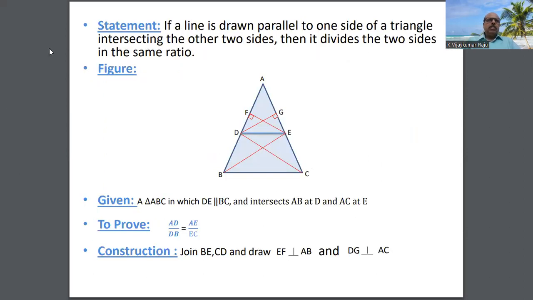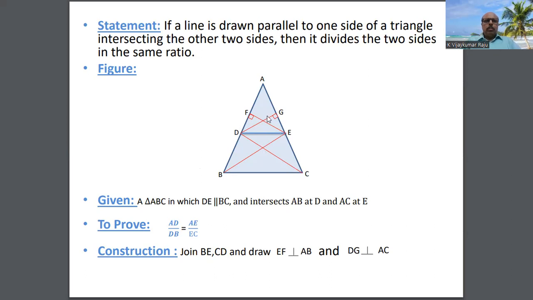Now see here, first, as I said, you must write every statement. Statement: if a line is drawn parallel to one side of a triangle, intersecting the other two sides, then it divides the two sides in the same ratio. Now then draw the figure. So this is the figure. Now here, after having drawn, what is given? Given is a triangle ABC in which DE is parallel to BC and it intersects AB at D and AC at E. So this much is given. What you have to prove? You have to prove that AD upon DB is equal to AE upon EC.